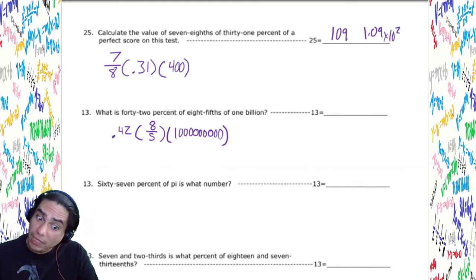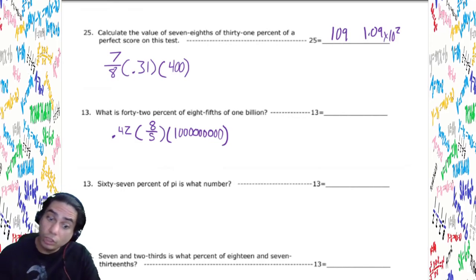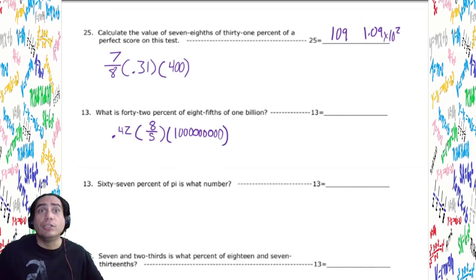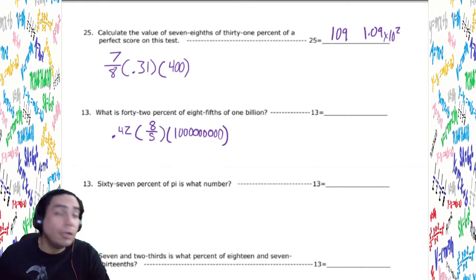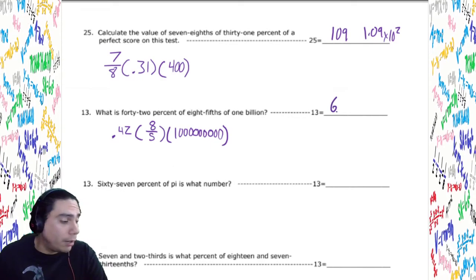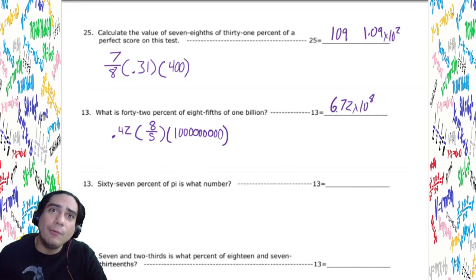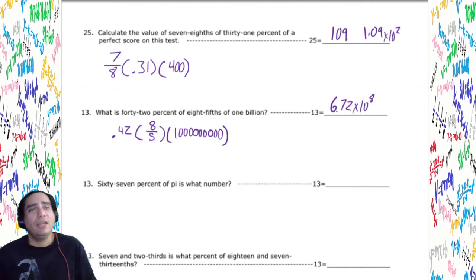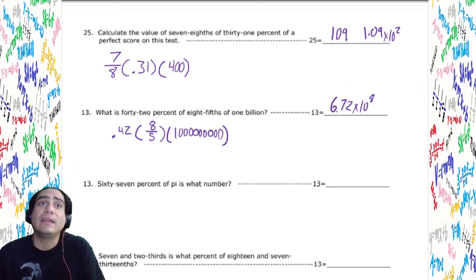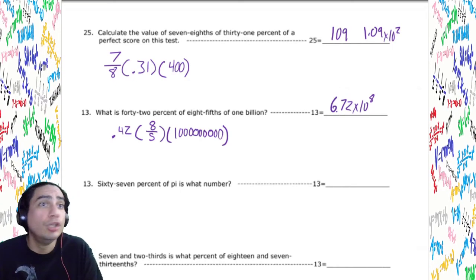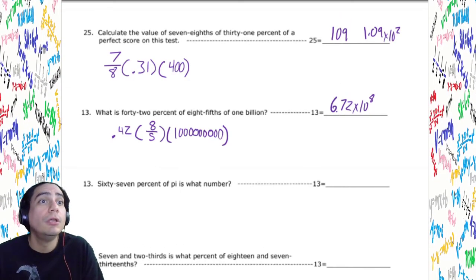Now, here's the problem. My eyes start playing tricks on me when I write so many zeros. So that's the issue here. You got to make sure you write these things correctly. But we end up with an answer of 6.72 times 10 to the 8th. Look, I won't even write that in standard form. It ain't worth it. It's going to be like 672 million. Yeah. It's not even worth it.